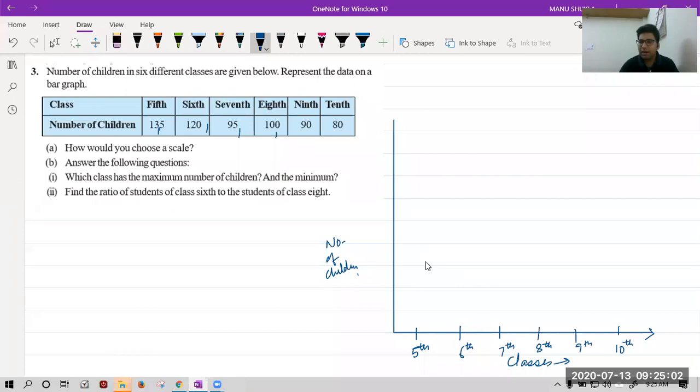And final is 10th class. So you can observe I have taken equal gaps between these. It is a very important property of bar graphs that the gap should be equivalent between all the intervals.